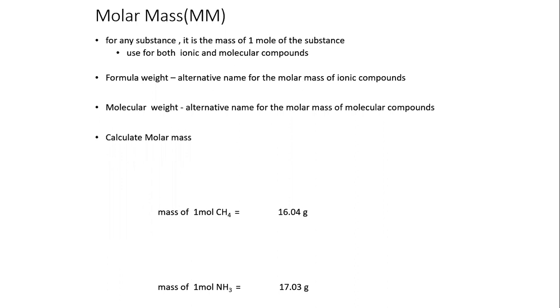So I'm going to show you how we calculate molar masses of compounds. This is important because if we have the mass of something and we want to know, for example, how many atoms we have of that substance, we have to go through moles, and the way we do that is the molar mass. So molar mass is like a conversion factor between grams and moles.